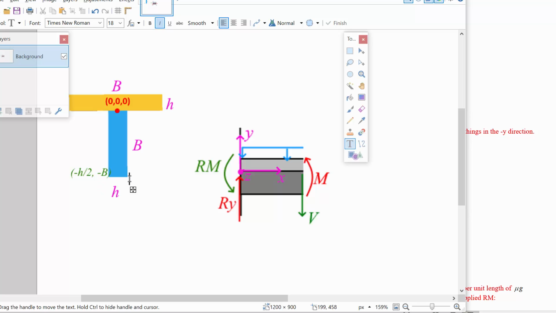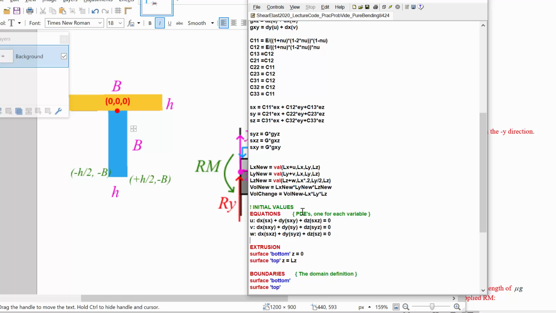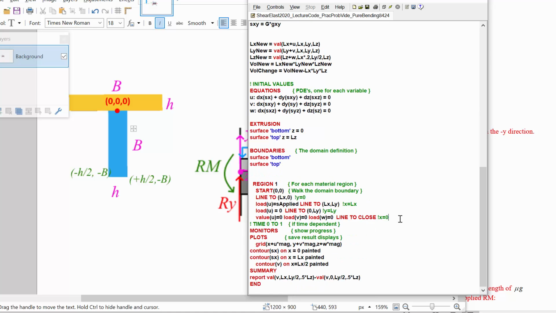And then what about at this corner? That would be positive H over 2, negative B. And we're going to go around the whole thing like this. So you see where this is going. Where are we going to draw this? How do we do this?